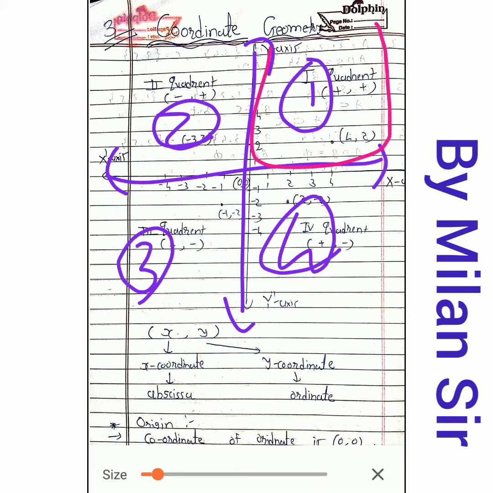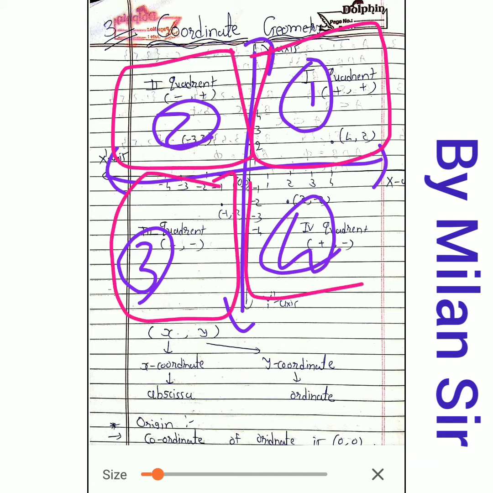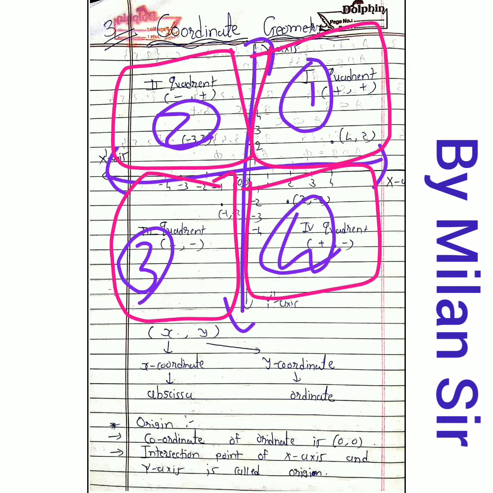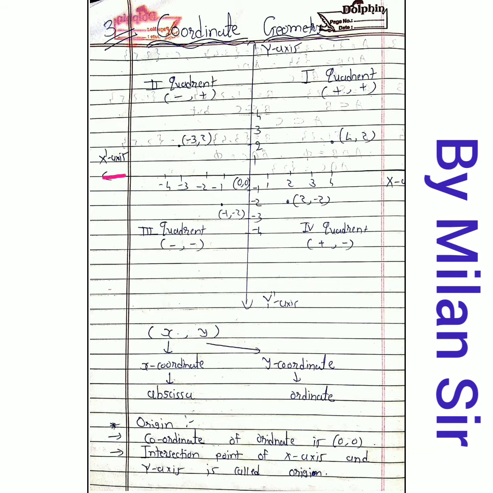That means this part is the first quadrant, this is the second quadrant, this is the third quadrant and this is the fourth quadrant. And this horizontal line is called the x-axis. These two are our axes. The horizontal line is called the x-axis and the vertical line is called the y-axis.